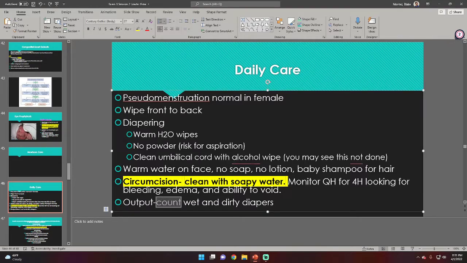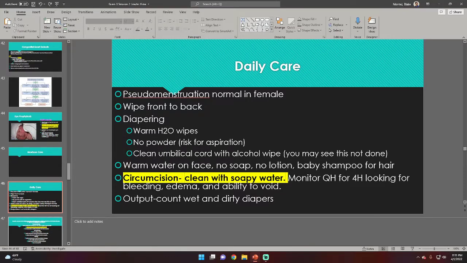With output, we're counting wet and dirty diapers. That's our number one way to observe feeding, is the wets and dirties. So when you're hearing an assessment, they're going to say, we had 6 dirties, 3 wets. Well, that would be the opposite. They would probably have a lot more wets than dirties. Yes, because peeing is more frequent.